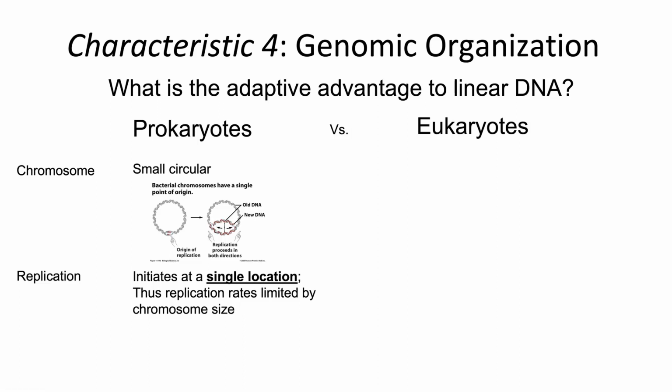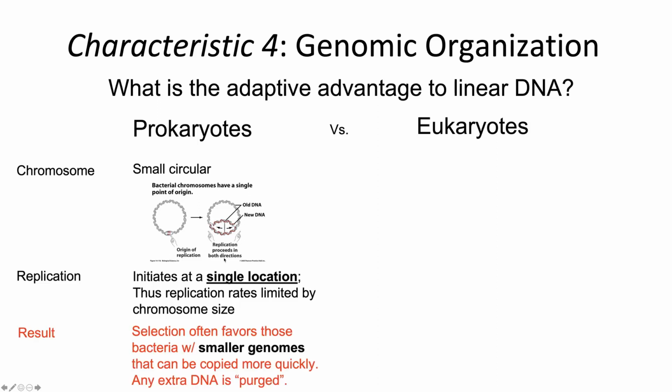So if you have a bigger and bigger chromosome, it's going to take longer and longer to replicate that chromosome, because you can only start replicating at one single place. And what that means is there's actually selection for smaller genomes typically within bacteria. So a smaller genome can basically be copied much more quickly, even though there's only this single location. And that means that bacteria can replicate more quickly. And if there's any extra DNA that builds up in this chromosome over time, it's going to be purged, it's going to be selected against. And so selection should favor smaller genomes.